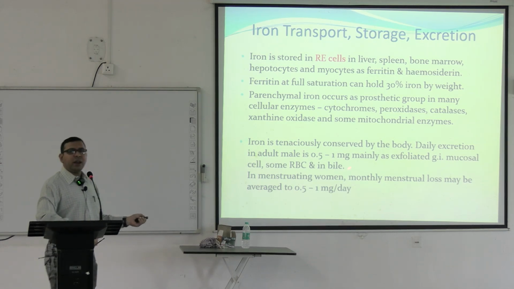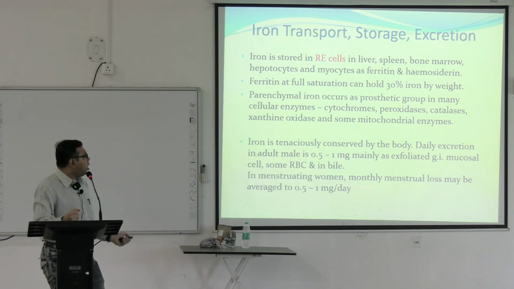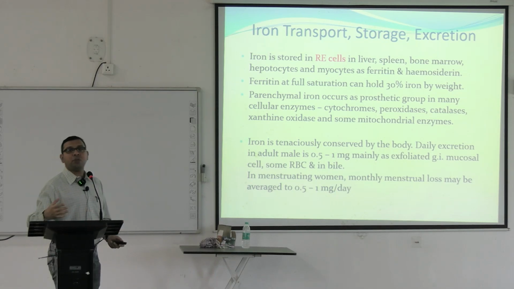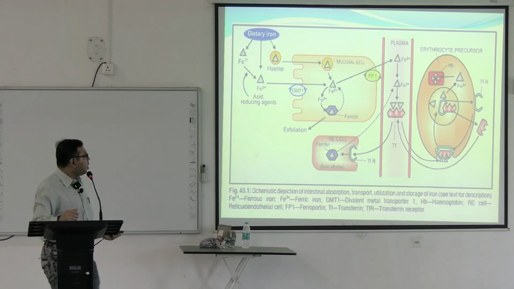Now this iron is tenaciously conserved in our body. Daily excretion in an adult male, you can see, is 0.5 to 1 milligram, mainly as exfoliated gastrointestinal mucosal cells. That is very little excreted out, tenaciously conserved in our body. Some is lost in RBC and in bile. What happens in menstruating women? The monthly menstrual loss averages 0.5 to 1 milligram per day, which is more. That's why in women the requirement of iron is more, and iron deficiency anemia is also more commonly seen in women.